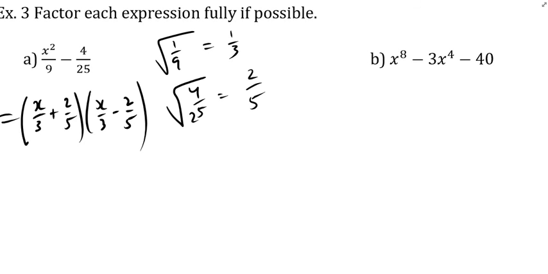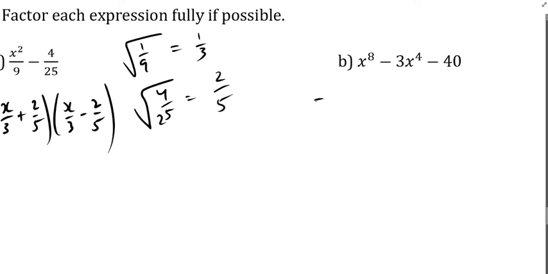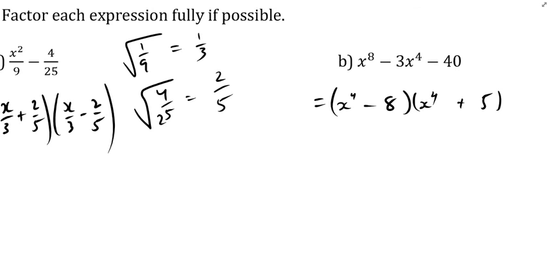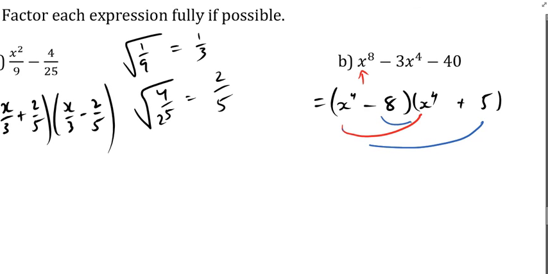Riley? 5 and 8. So here's what I would do. What am I going to put in this first position? X to the 4th. Why? Because x to the 4th times x to the 4th is x to the 8th. And it's going to be minus 8 plus 5, because 5x to the 4th minus 8x to the 4th is negative 3x to the 4th.